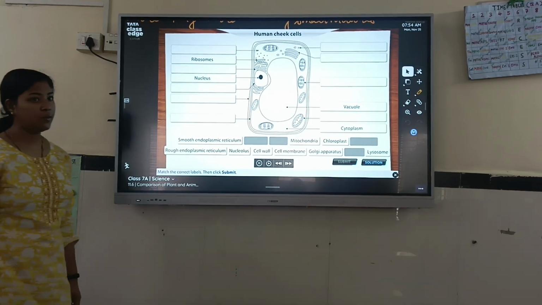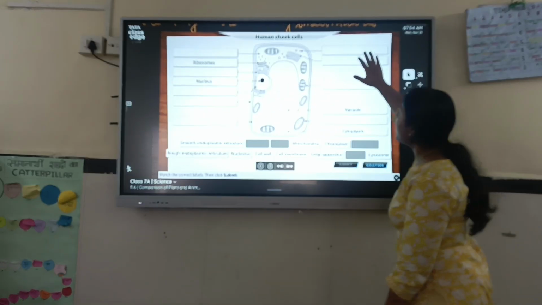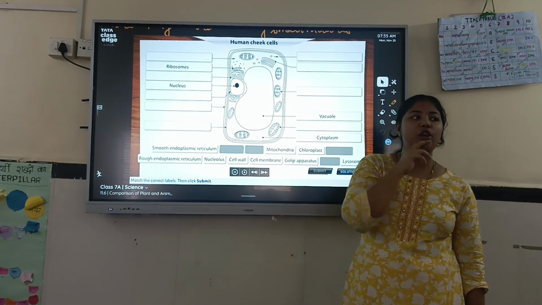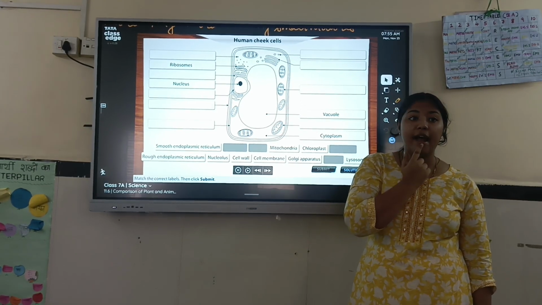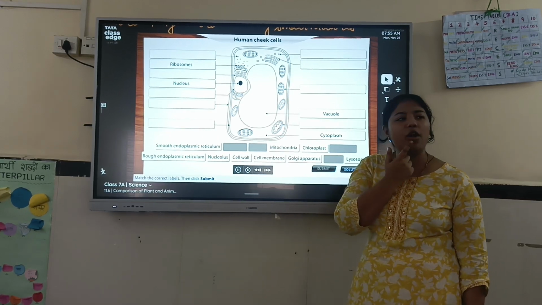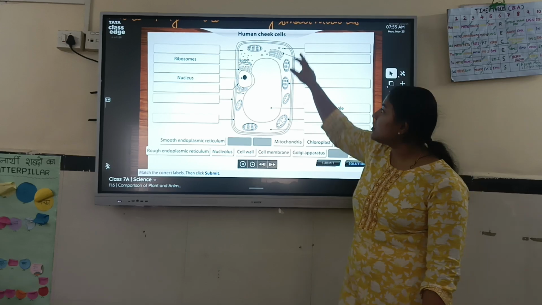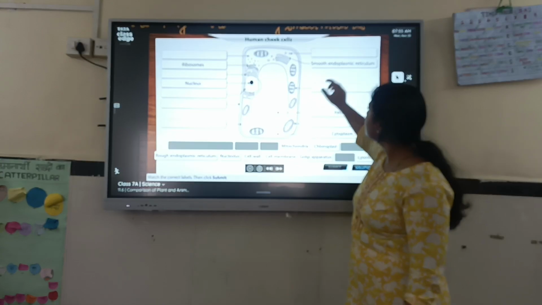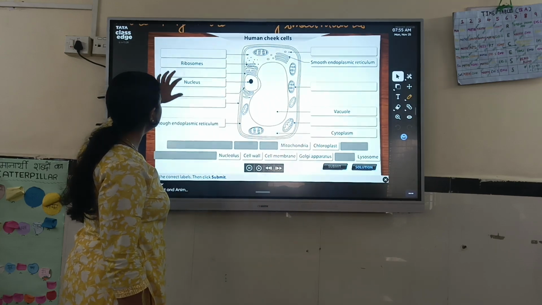Correct. This side, second one is smooth endoplasmic reticulum. Okay. Why smooth endoplasmic reticulum? Because it is flat. Okay. What else? Do you see small ribosomes on them? Okay. So this is smooth. What will be the rough one then? Near the nucleus. This one is rough endoplasmic reticulum? Yes.